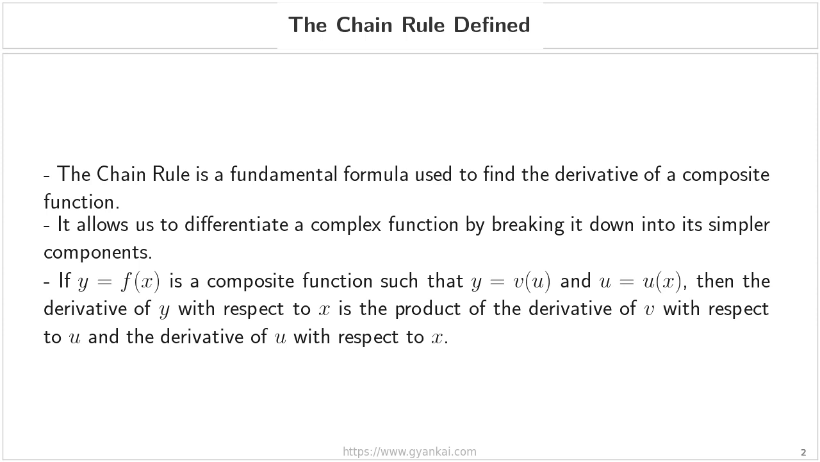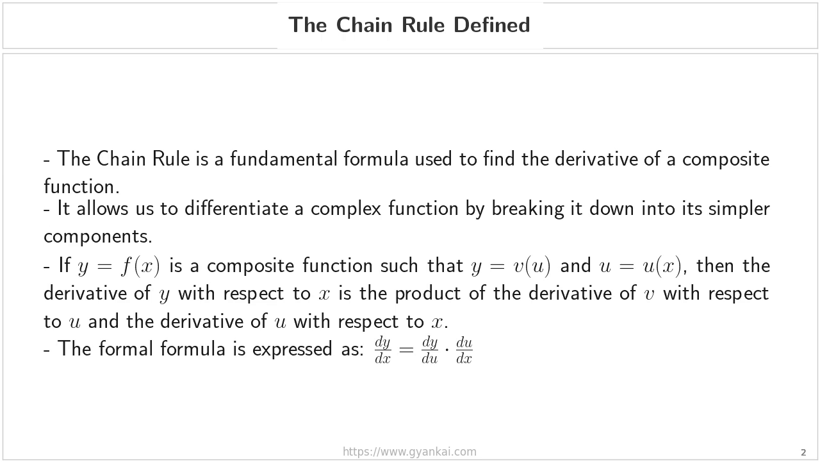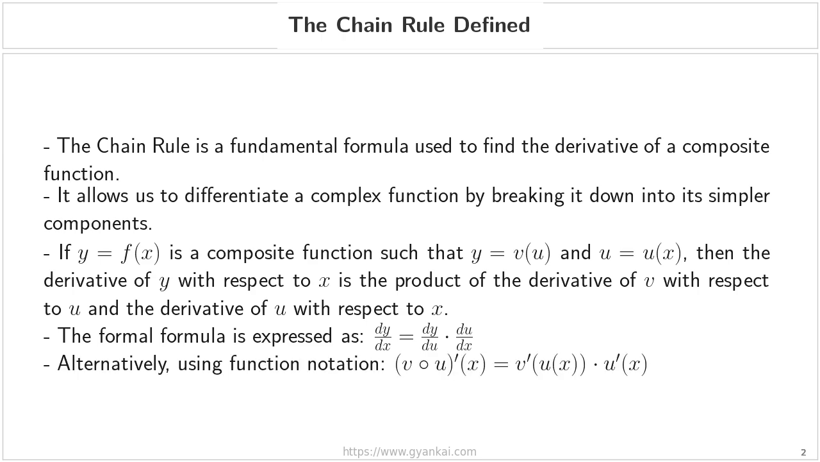Suppose we have a function y equals f of x. If this is a composite function, we can define it such that y equals v of u, and u equals u of x in this scenario. The derivative of y with respect to x is calculated as the product of the derivative of v with respect to u and the derivative of u with respect to x. In formal mathematical terms, this formula is expressed as dy/dx equals dy/du multiplied by du/dx. Alternatively, if you are using function notation, you will see it written as the derivative of v composed with u of x equals v prime of u of x multiplied by u prime of x.